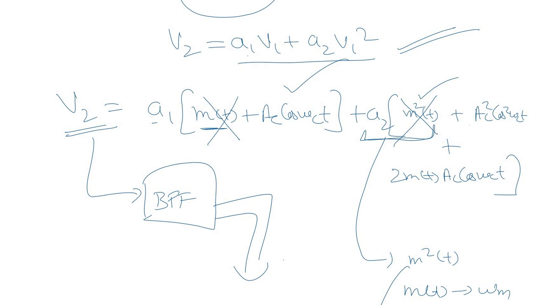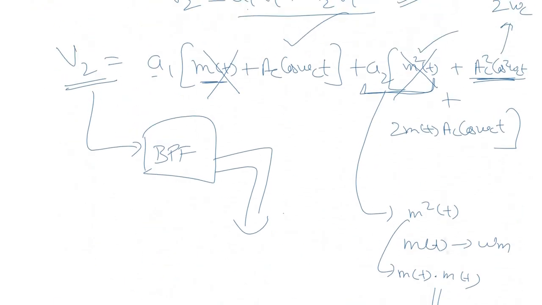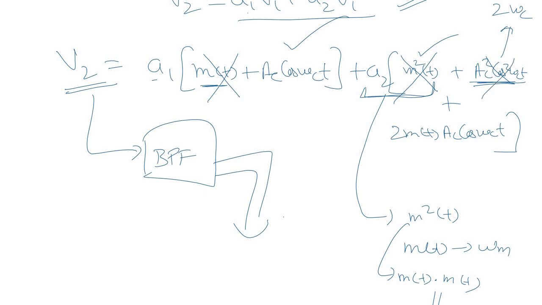Next is AC square cos square omega CT. So what is the frequency component present in cos square omega CT? In cos omega CT the component is omega C. In cos square omega CT obviously the component will be twice of omega C. So will that pass through the band pass filter? This is the pass band of the band pass filter. No, twice of omega C would be somewhere over here and that won't pass through this, and hence this will also be eliminated.